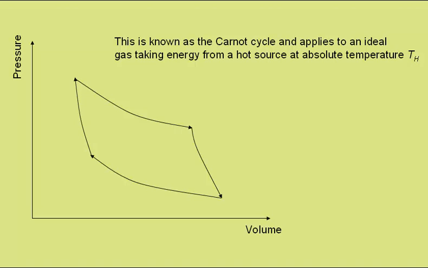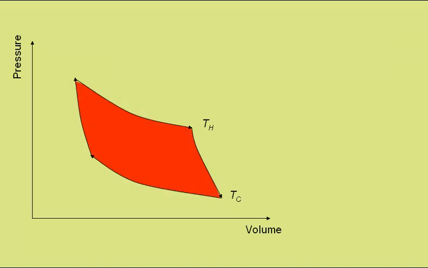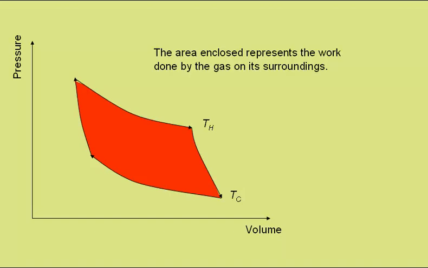This is known as the Carnot cycle and applies to an ideal gas taking energy from a hot source at absolute temperature TH, which would be represented by this line, and losing heat energy to a cold sink at absolute temperature Tc, represented by this line. The area enclosed by the Carnot cycle represents the work done by the gas on its surroundings.